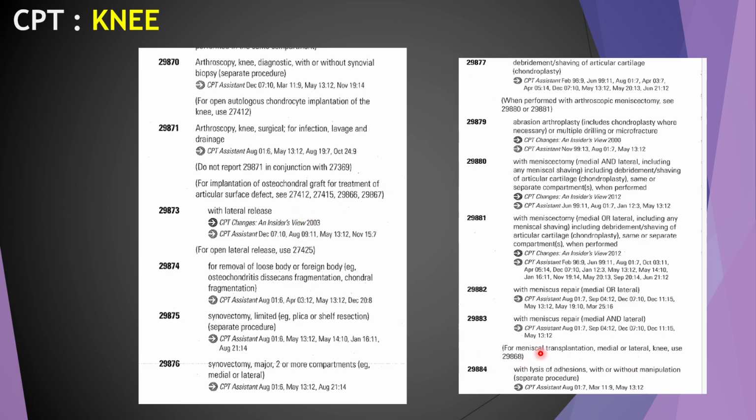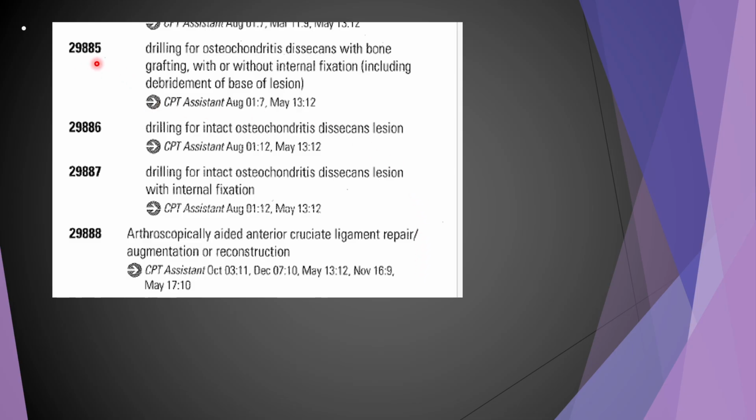Okay, so these were the CPT codes. Here 29885, that is an arthroscopic knee surgical drilling for osteochondritis dissecans with bone grafting, with or without internal fixation, including debridement of base of lesion. And 29886, similarly drilling for intact osteochondritis dissecans lesion, and 29887, that is drilling for intact osteochondritis dissecans lesion with internal fixation.